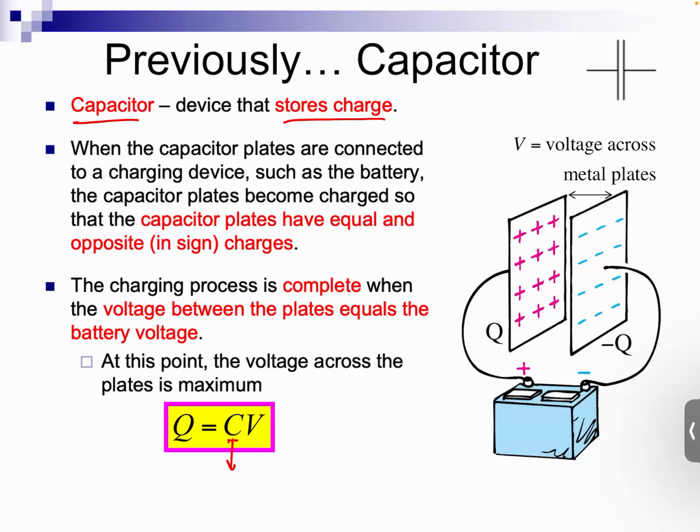And we saw this equation, which gives us how much charge is stored in the capacitor plates. C is the capacitance, tells us the property of the capacitor to store charge, and V is the voltage across the capacitor plate. So we learned that as the capacitor charges up, voltage starts to be measured across the plates of the capacitor.